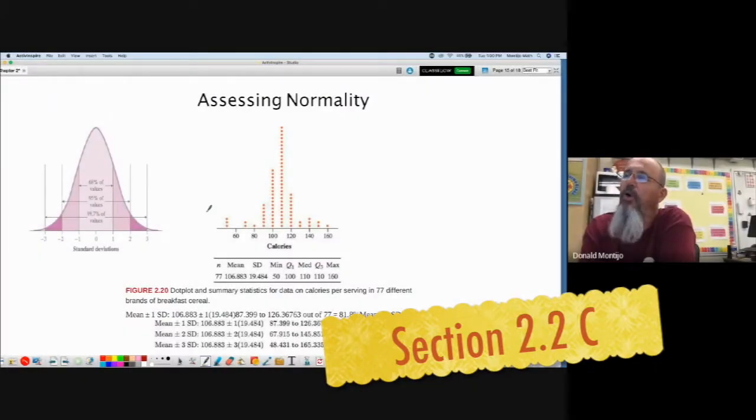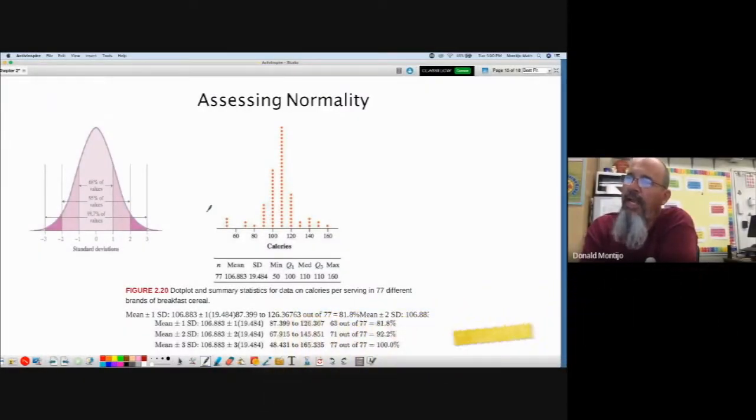What if we don't know if the data is normal? Well, one way is to check to see, does the data approximately match the 68, 95, 99.7 rule? Okay. So here are 77 data points. They've been put into a dot plot for us.